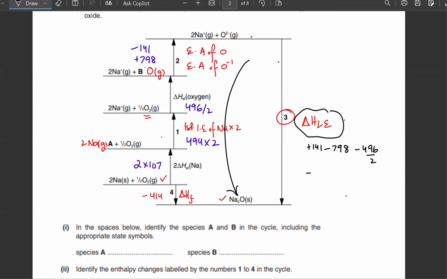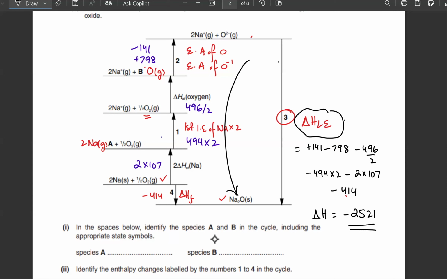Then it's going to be minus 494 times 2, then minus 2 times 107, and then plus delta HF, which is minus 414. So your lattice energy is equal to this entire thing. So what do you get? Minus 2,521.